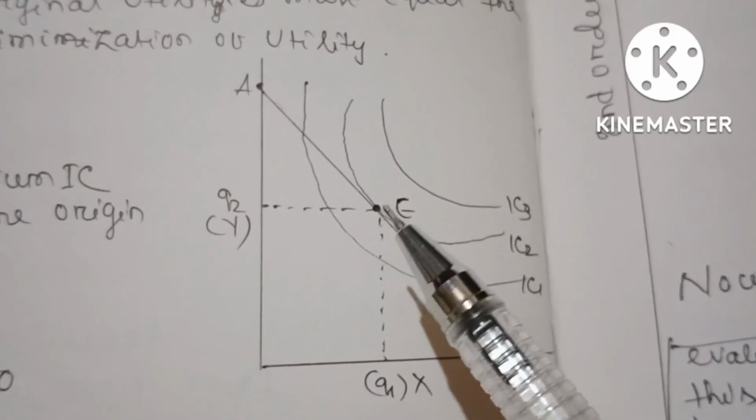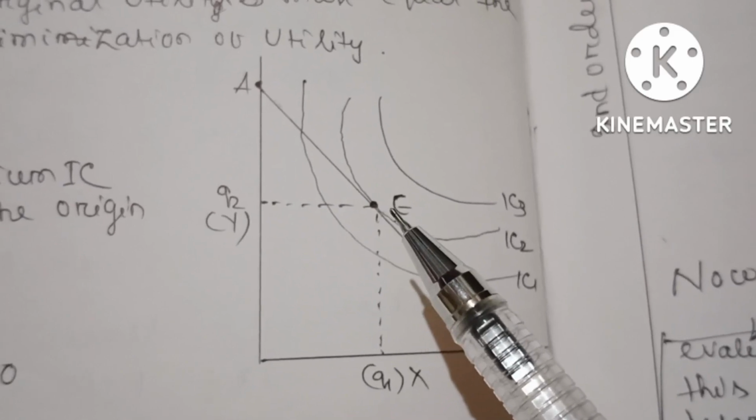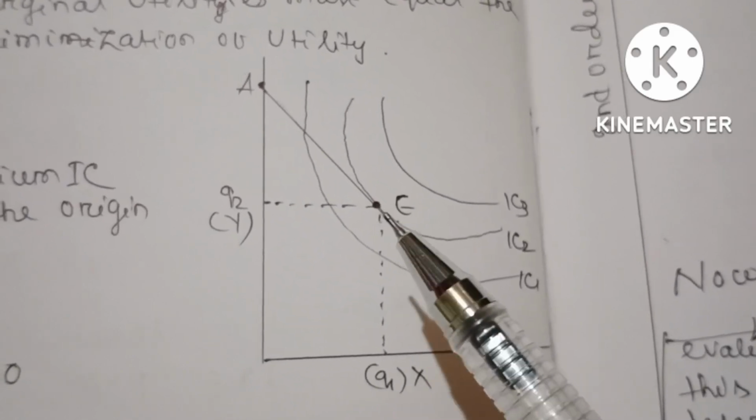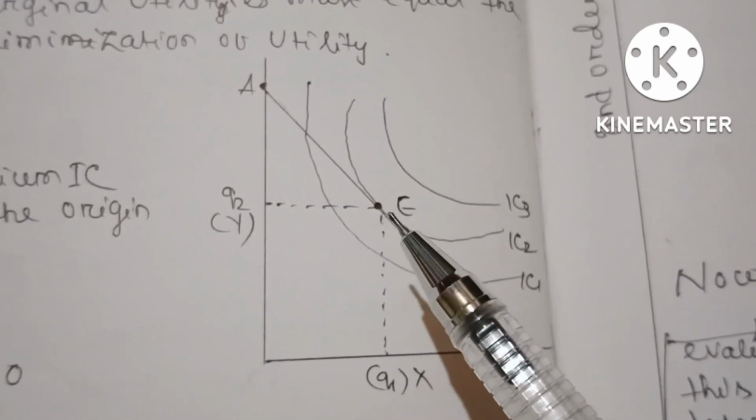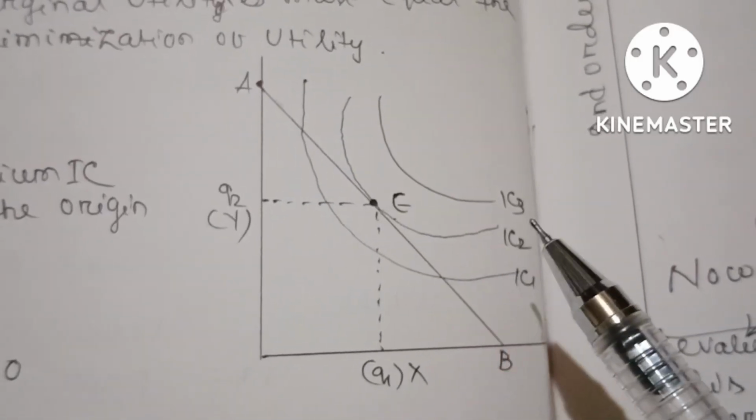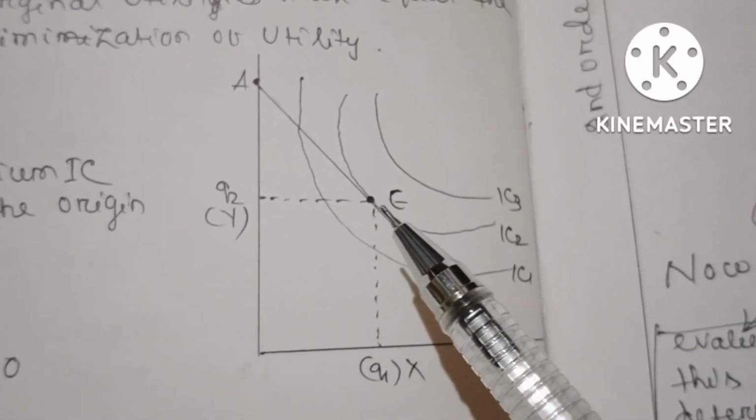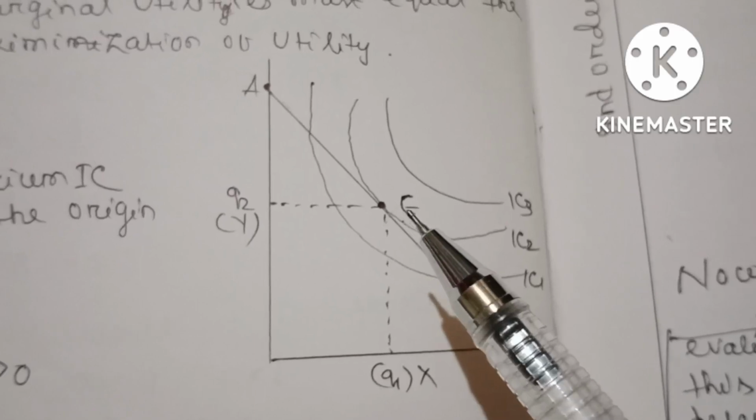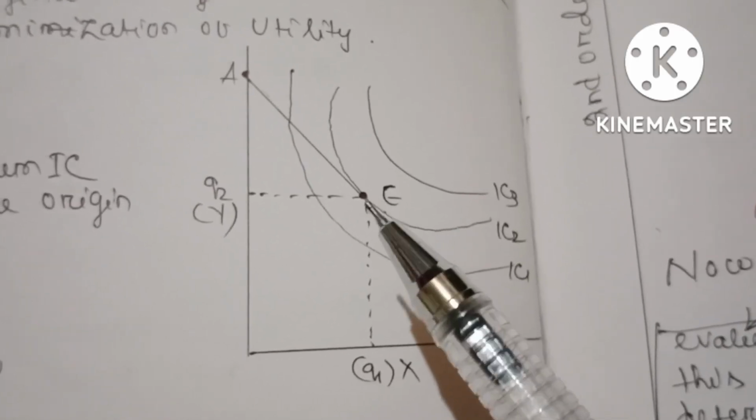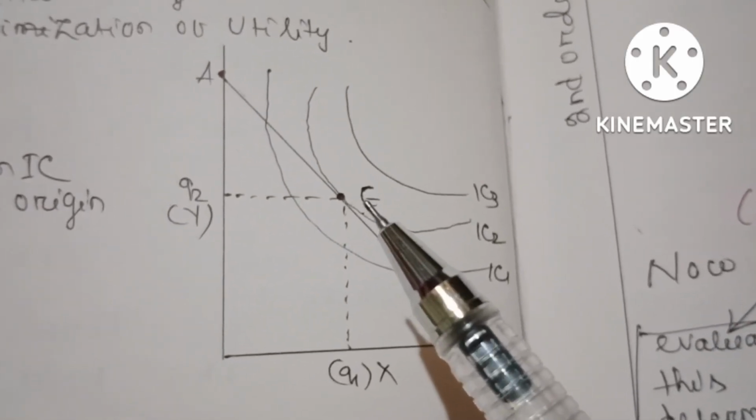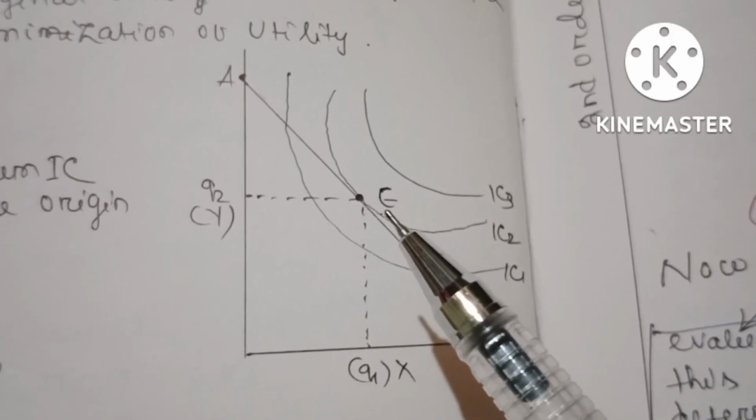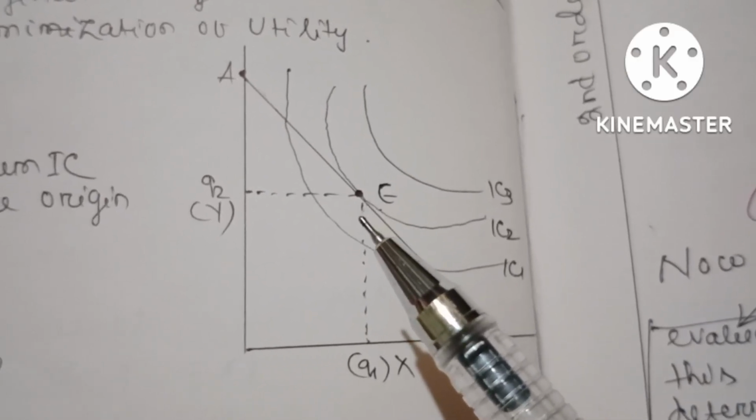And at that point, the second order condition, that is a sufficient condition, is also fulfilled. That is, at this point IC is convex to the origin. That means the slope of MRS xy is greater than 0, that means its slope is positive. So here, at the point E, both the conditions for consumer's equilibrium, or you can say maximization of utility, are satisfied.